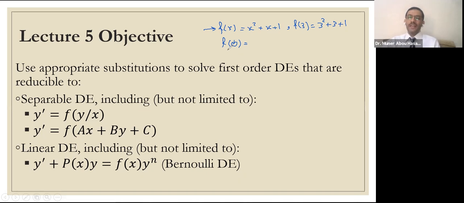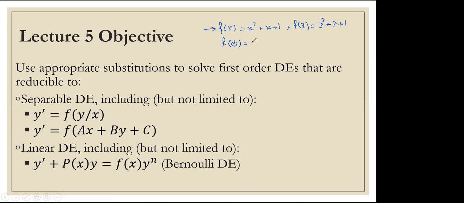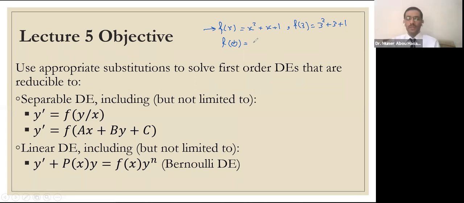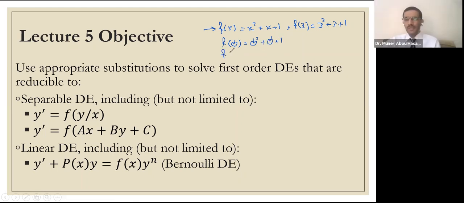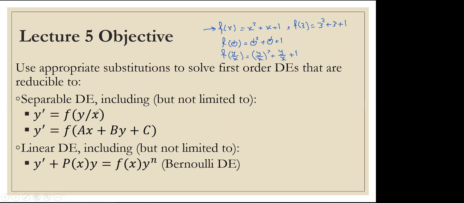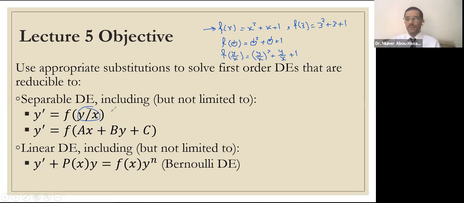What about f of apple? So my 3 now is apple. Yes, Omar. Yes, we substitute also. So what should I write now? Apple squared plus apple plus 1. So also now, if I ask you to give me f of y over x, it will be y over x squared plus y over x plus 1. So now y over x, this one, is an apple.